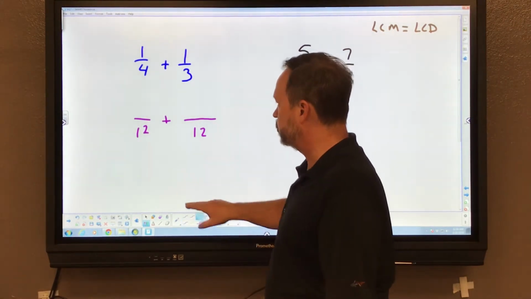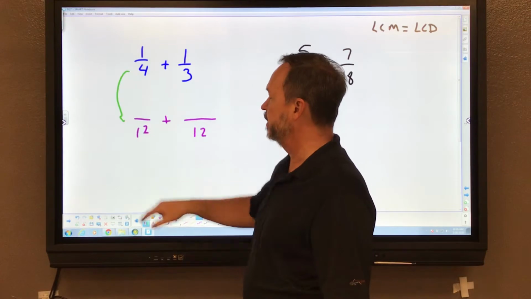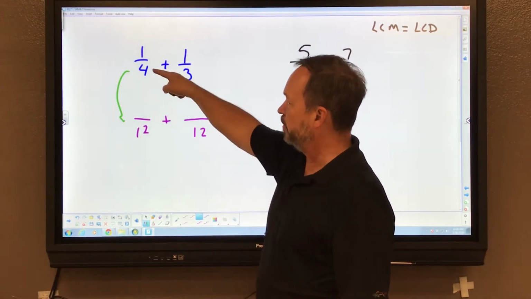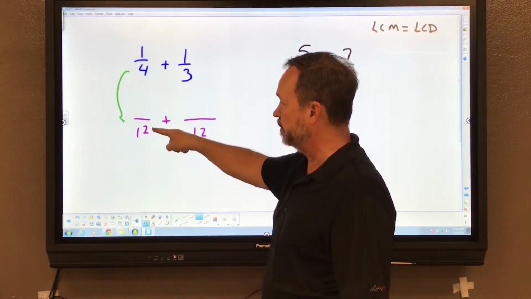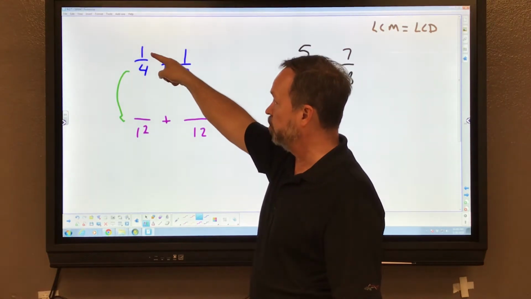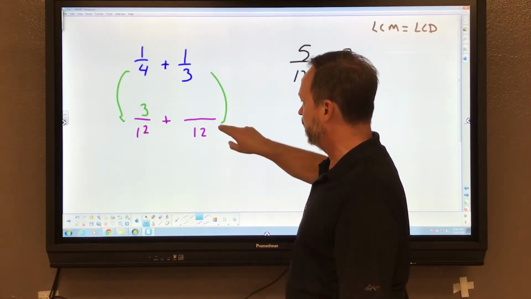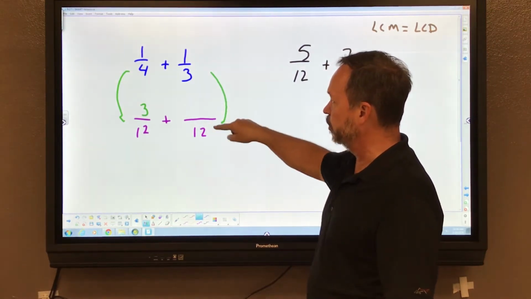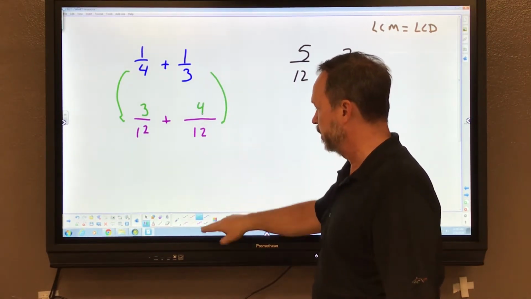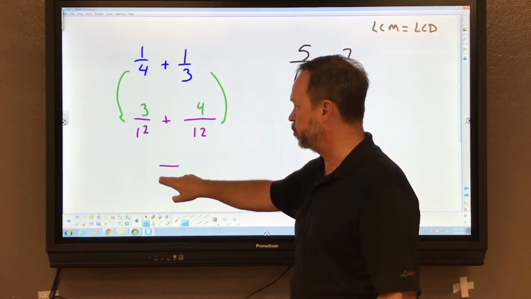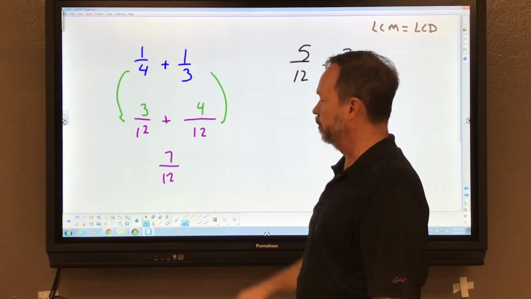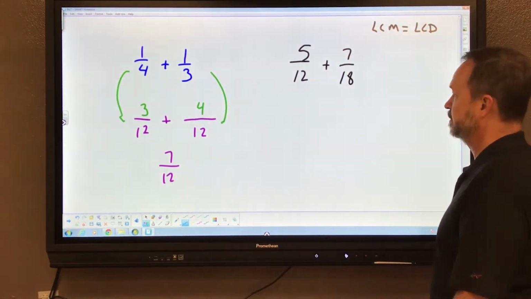So when we look at this, we go, well, what do we multiply by to get from here to here? This denominator 4 has to be multiplied by 3 to become 12. So 1, the numerator, times 3 is 3. What do you multiply to get from here to here? Well, you'd have to multiply by 4. So 1 times 4 is 4. Therefore, you keep the 12, now that we have a common denominator, and work with the numerators. 7 twelfths, done.